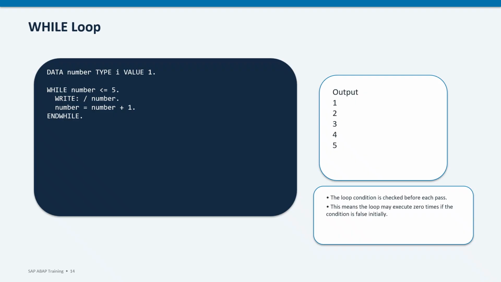The while loop checks a condition before executing the loop. Here you can see number of type I with value equal to 1. While number is less than or equal to 5, as long as this condition is satisfied, we get the output, the number. The first number is 1, then it is incremented, 1 plus 1 is 2, and this continues until the condition number less than or equal to 5 is no longer satisfied. That's why the output is 1 to 5.